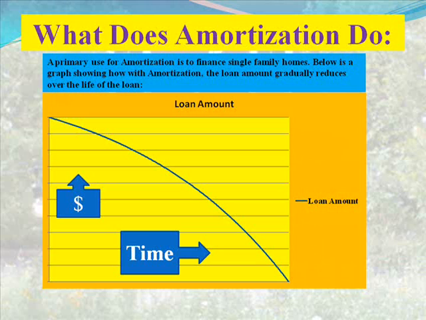What does amortization do? A primary use for amortization is to finance single-family homes. Below is a graph showing how with amortization, the loan amount gradually reduces over the life of the loan. So as you see, dollars are on the left axis, and time goes from left to right in the bottom axis. And the loan amount gradually reduces over the life of the loan.